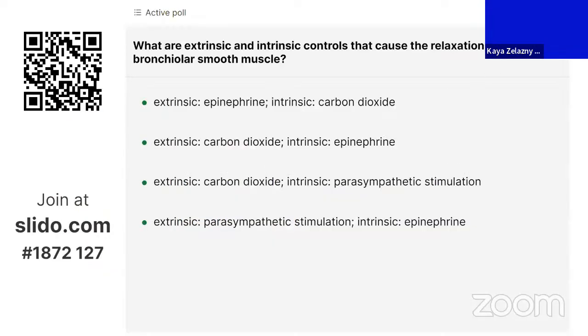All right. So tapping in, which of these were creating relaxation of the smooth muscle? So we've got some extrinsic factors, some intrinsic factors. Some of these describe bronchodilation.